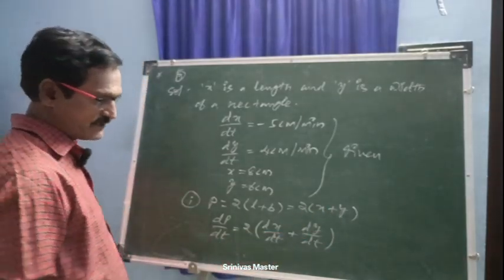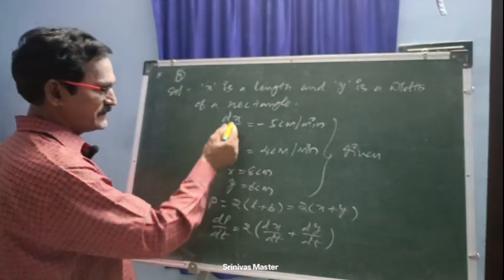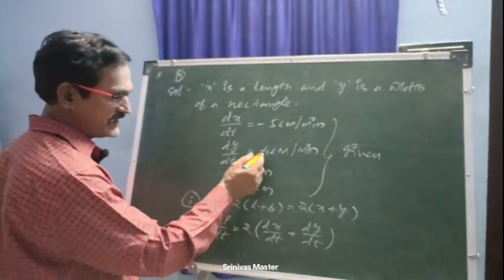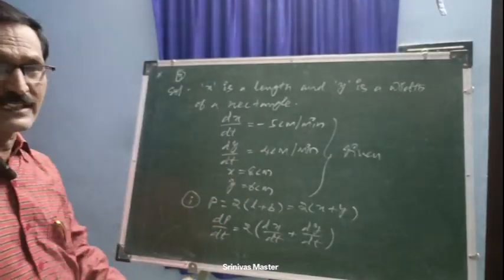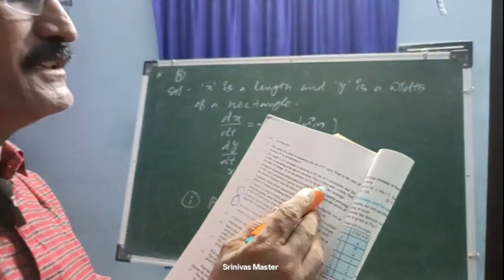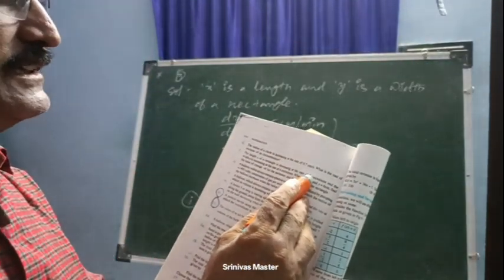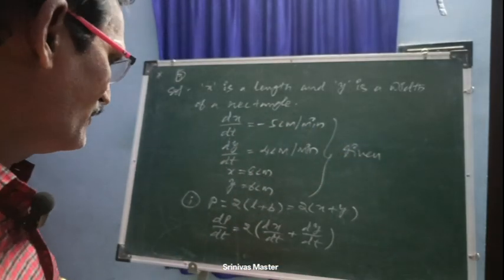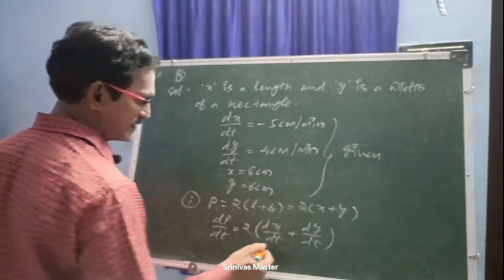Now just you can replace the values. dx by dt is how much? Minus 5. And dy by dt is how much? 4. Please be careful, you have to see both the values perfectly. This is length, this is the breadth. 5 is length and 4 is the breadth. Before substitution we have to check the question also.